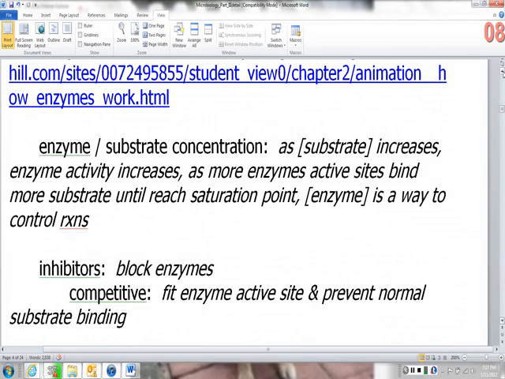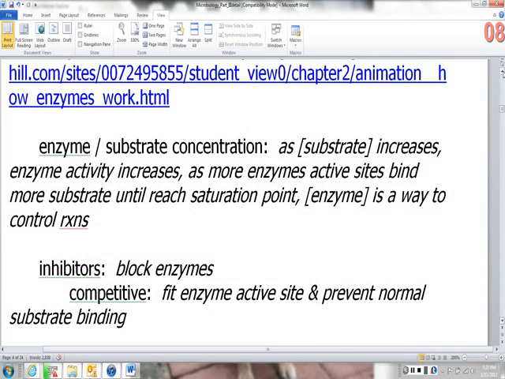Enzyme activity can be influenced by the concentration of the enzymes as well as the substrates. As the substrate concentration increases, enzyme activity will increase because there is greater likelihood of the enzyme active site being bound to the substrate. The rate will increase until it reaches a saturation point, allowing the enzyme concentration to be a way to control reactions.